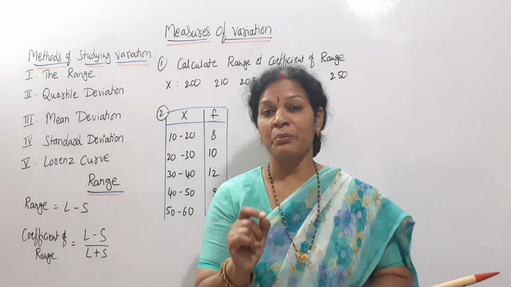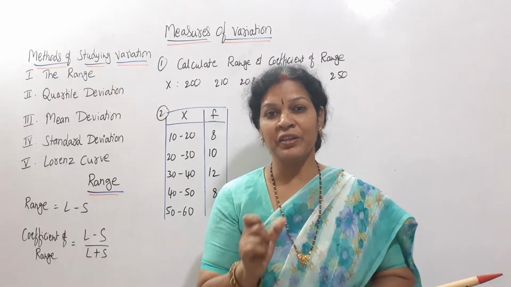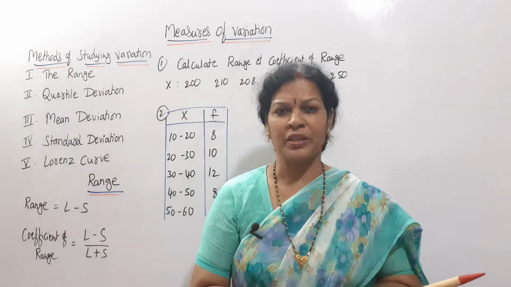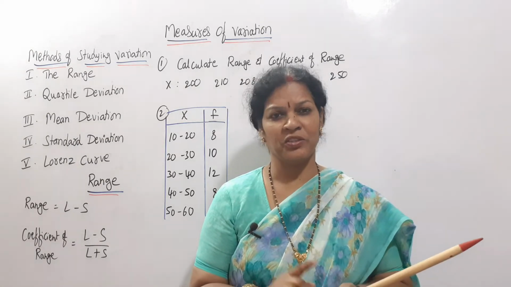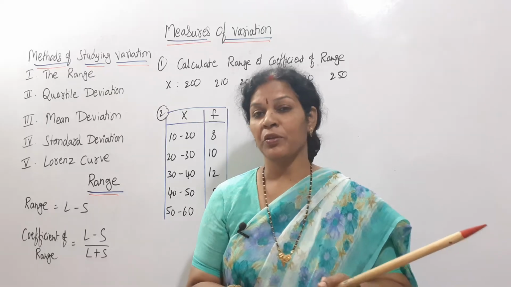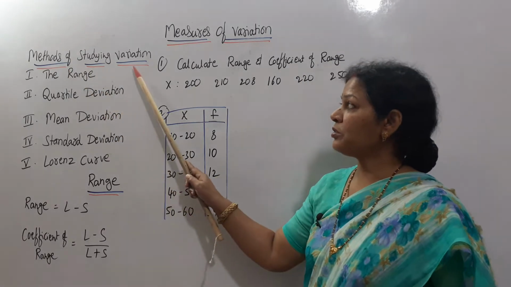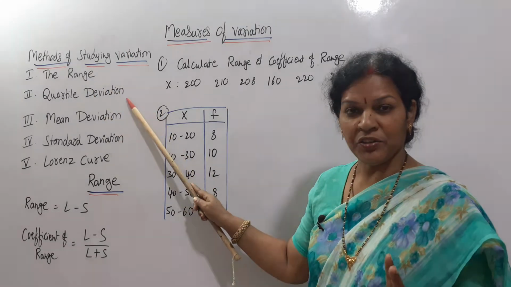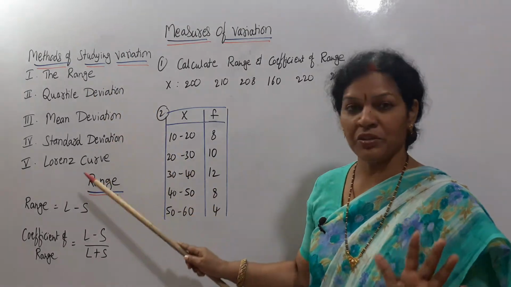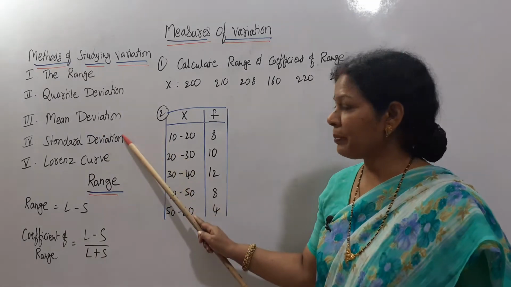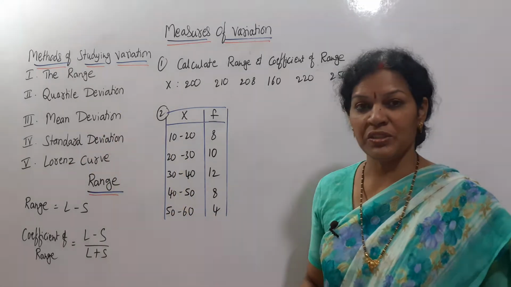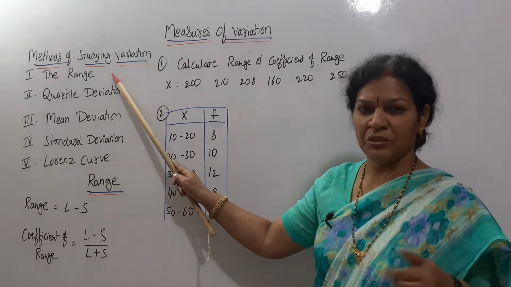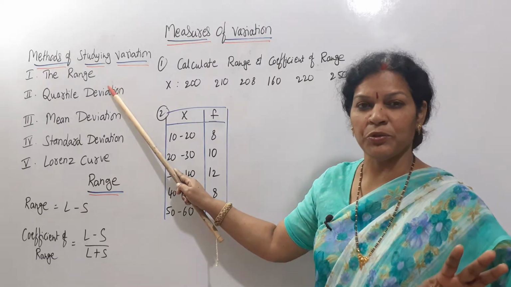Measures of variation. In measures of variation, we will be having different kinds of variations. We will be giving weightage according to the values. There are many methods of calculation of measures of variation. Mainly, the methods of studying variation are: first one is the range, quartile deviation, mean deviation, standard deviation, Lorentz curve. The first four are practicals, and the last one, Lorentz curve, is theory, a graph. Range is easy, and today in this class only I am going to cover it.